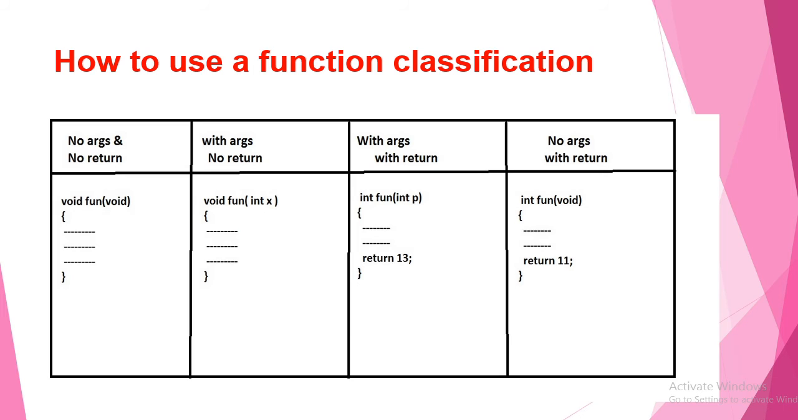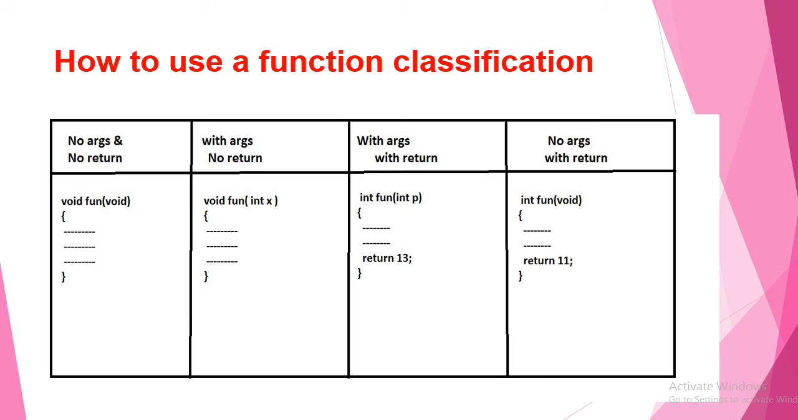Okay, then next is with arguments with return type. Now we want to give the arguments and we also want to return from there. Then I have written fun as my function name. Then in the brackets I have written int p, means I have given the argument.